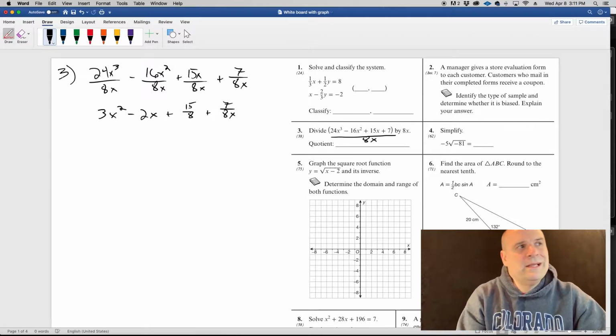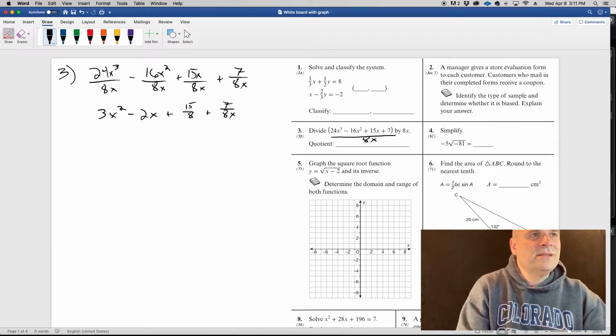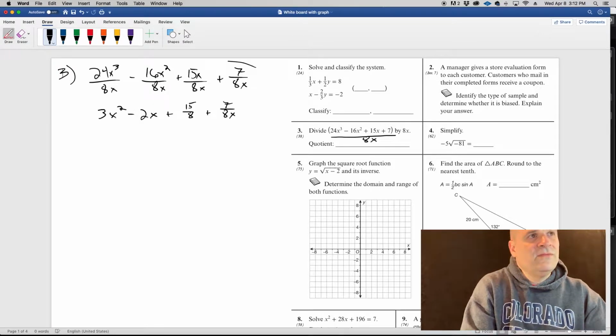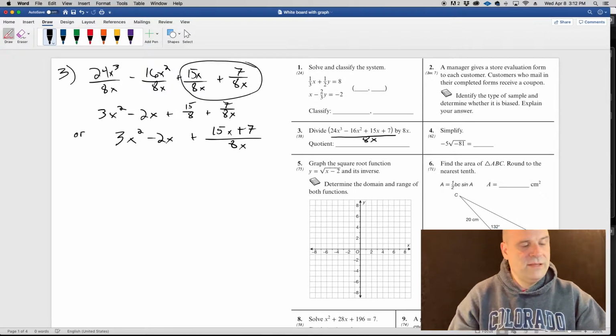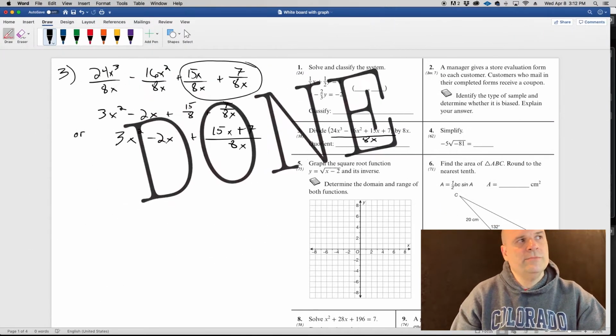So you can write your answer like this. The answer in the book says this. Since these don't really divide by 8x nicely, we just leave it like this. So I'm going to say, or, this is 3x squared minus 2x plus 15x plus 7 all over 8x. Either answer works. Choose one.